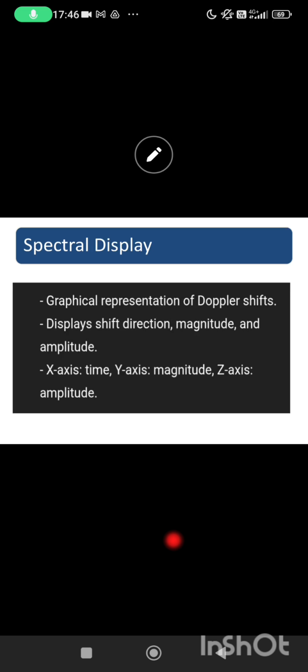Okay, Dr. Awadia. What about the spectral display? Spectral display is the graphical representation of Doppler shift. Display shift direction, magnitude, and amplitude. X-axis in the spectral display represents time, which was 3 to 4 seconds of display. Y-axis is the magnitude, and the Z-axis is amplitude.